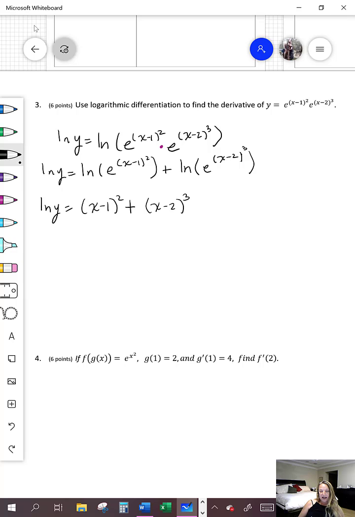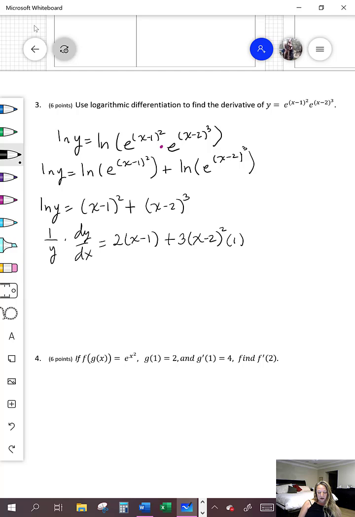So now let's take the derivative of both sides. The derivative of natural log of y is 1 over y times dy dx, since y is a function of x. Equals, so take the derivative of the right hand side, we're going to use the chain rule, bring our power down front, we got 2 times the inside, x minus 1, subtract 1 from the exponent outside, that's 1, times the derivative of the inside, which is 1, plus the derivative of x minus 2 quantity cubed, using the chain rule, bring down the 3, we have 3 times x minus 2, subtract 1 from our exponent, it's squared, times the derivative of the inside, which is 1.